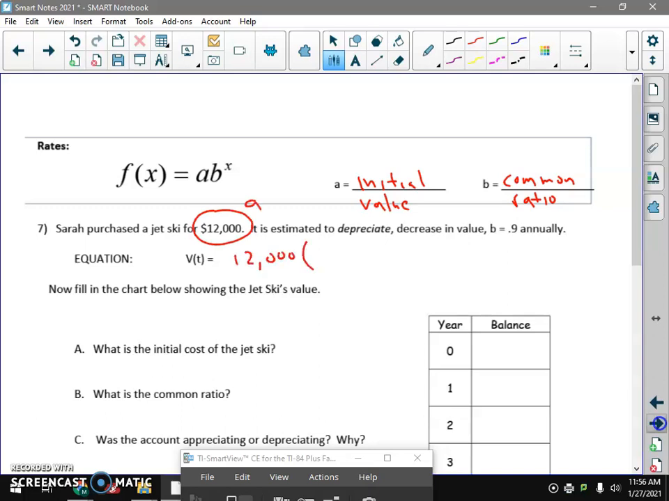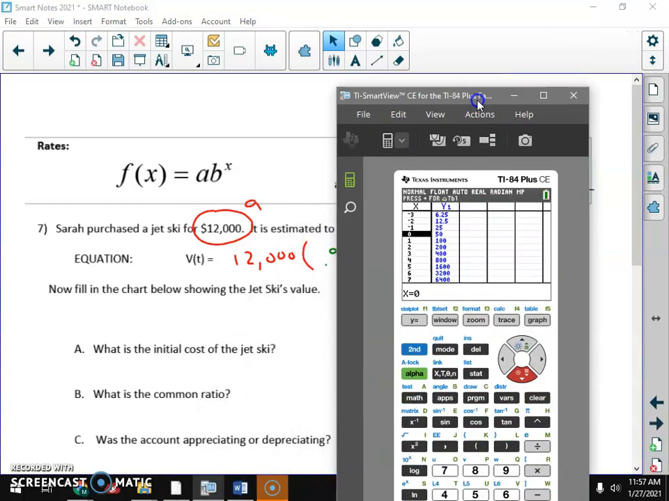$12,000, parentheses. It's estimated to depreciate, go down in value, where B, the common ratio, is 0.9 annually. There's our common ratio, 0.9. Don't forget, to the x. So we have our equation. We can put it in our calculator.